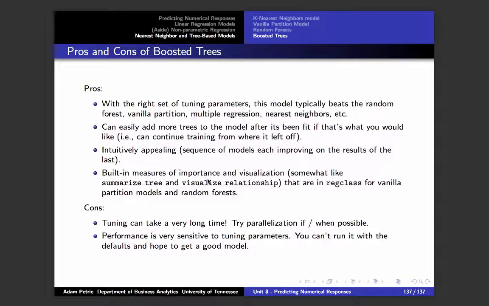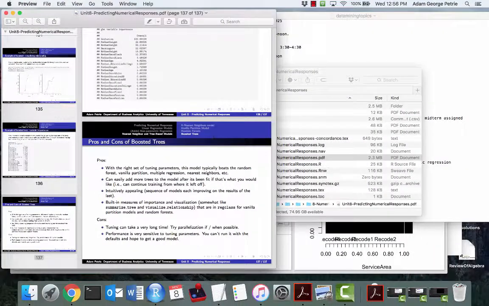All right, so that finishes off Unit 8 here with predicting numerical responses with the models that we already know about. The next set of little mini lectures will talk about support vector machines, kind of a new and interesting way of approaching the problem, neural networks, and then also combining the results of all the models that we've talked about so far.